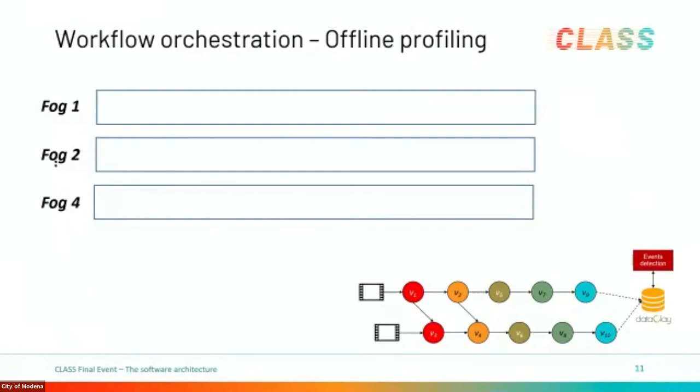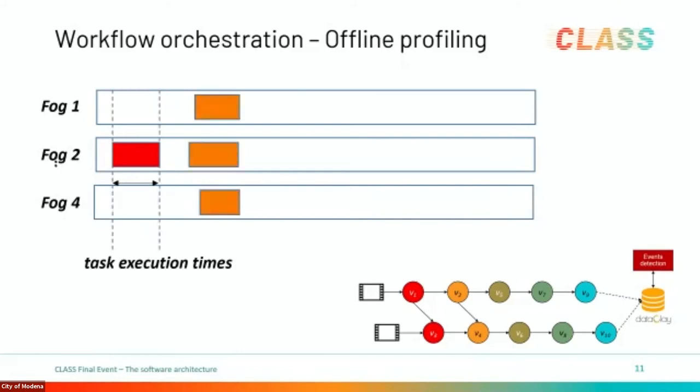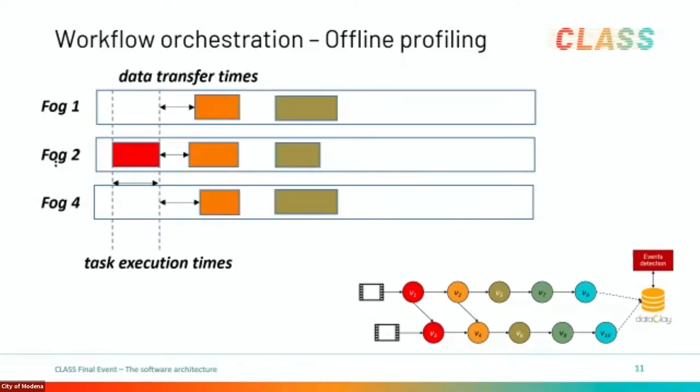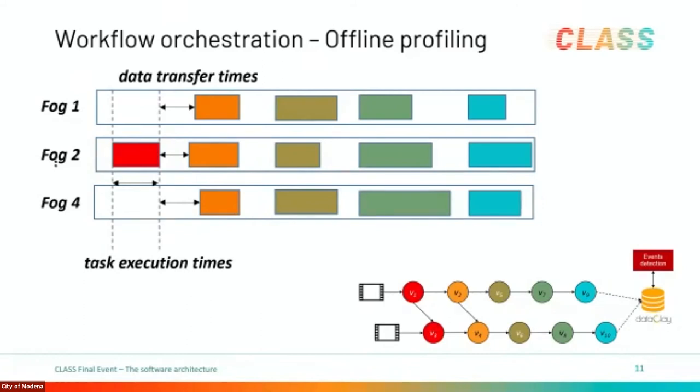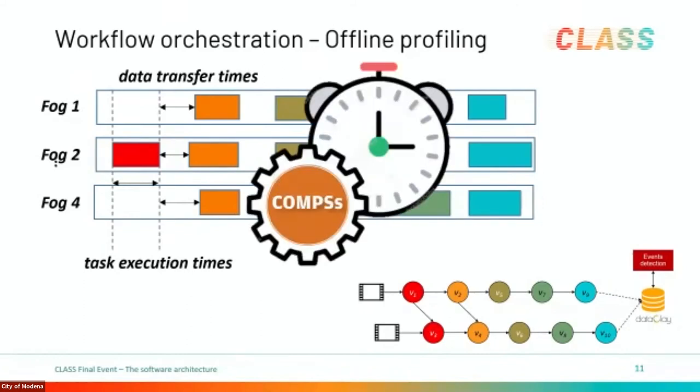So to finish this presentation, I want to give some more details about the scheduling. Since we want to target real-time guarantees, we need to provide some advanced scheduling capabilities. So what we do first is an offline profiling of the tasks that we want to execute and the capabilities of the available resources. We generate the tasks and execute them a number of times over all the available resources in order to obtain statistics about the task execution times and the data transfer times.